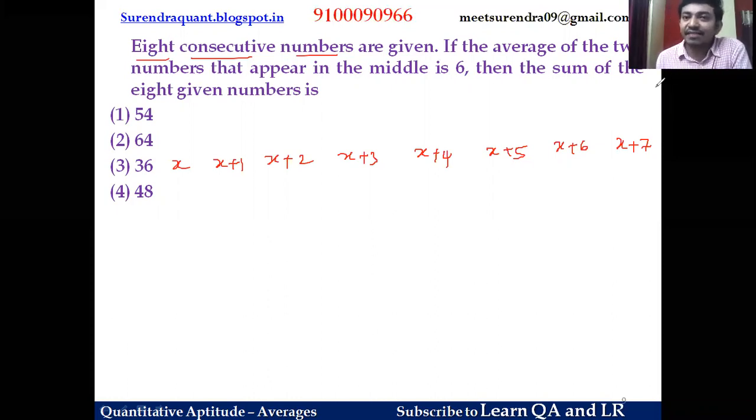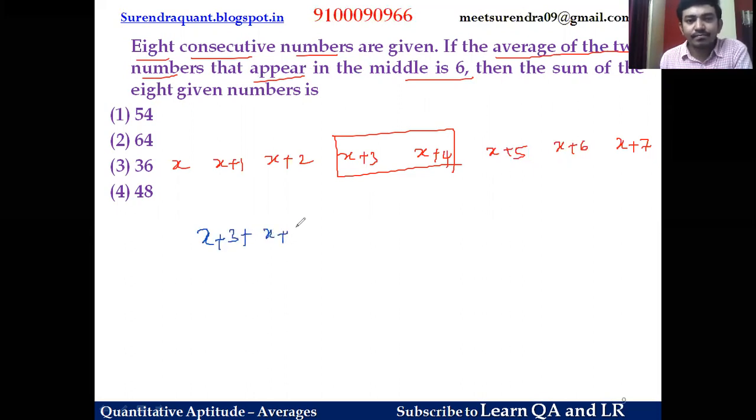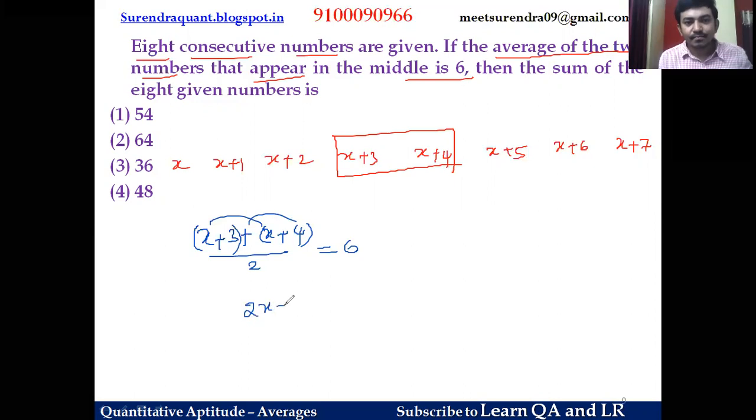For that purpose, he gave that the average of the 2 numbers that appear in the middle is 6. So the 2 numbers in the middle are x plus 3 and x plus 4, right? So the average of these 2 numbers is what? We know that average means sum of terms by number of terms. So x plus 3 is the first number, x plus 4 is the second number, sum of 2 numbers by number of numbers. This is given as 6. Now 2x plus 7 equal to 12. So 2x equal to 5, x equal to 5 by 2.